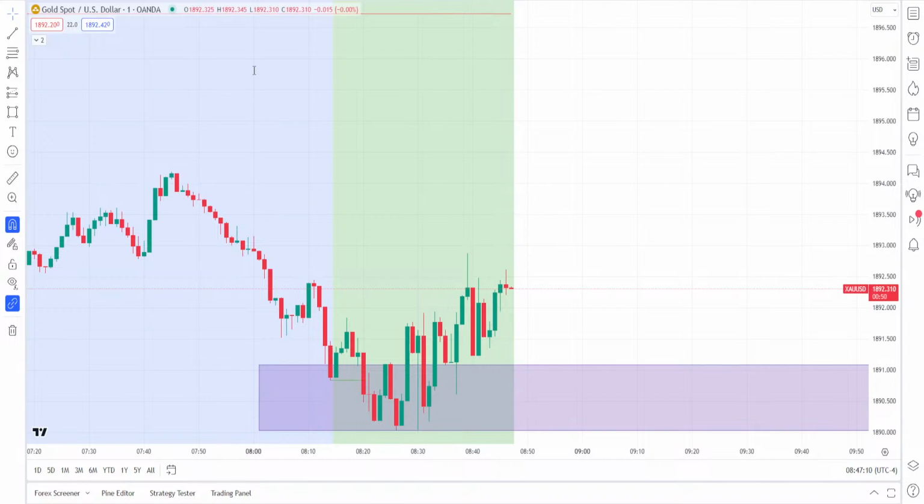If not, then I'll talk about the strategy. If it happens up here, I'm not taking this trade. I'm still waiting for it to come down here.